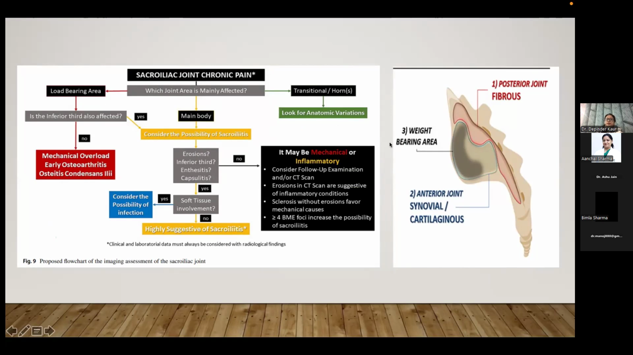But if you see the main body of the joint is involved, then it is mainly the erosions. You can see the erosions, you can see the soft tissue involvement, and you can come to the conclusion whether it is sacroiliitis, whether it is a mechanical cause, or there is any kind of anatomic variation. So this knowledge really helps us to understand the underlying causative reason behind the patient's pain.